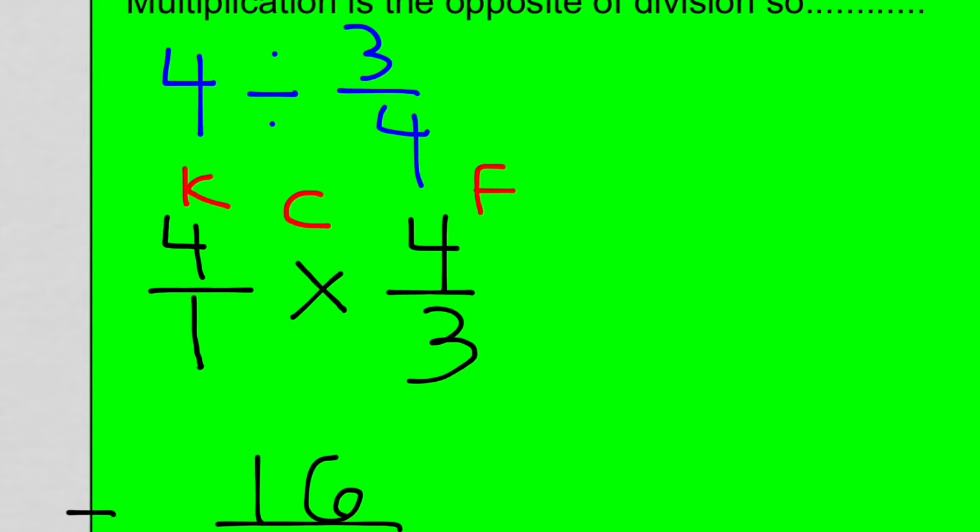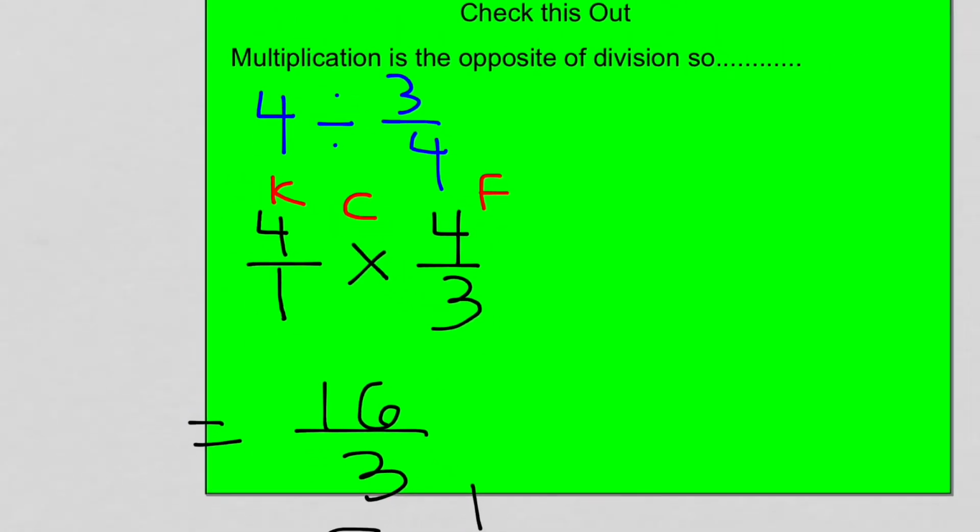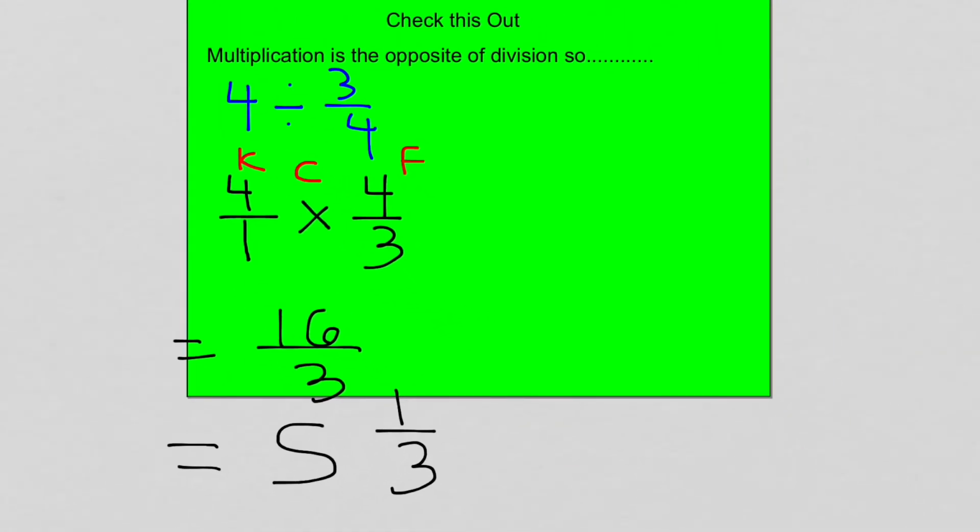That's called multiplying by the reciprocal. I call it keep, change, flip, or better yet, Kentucky chicken fried. So that's the idea we're going to explore today of multiplying by the reciprocal.